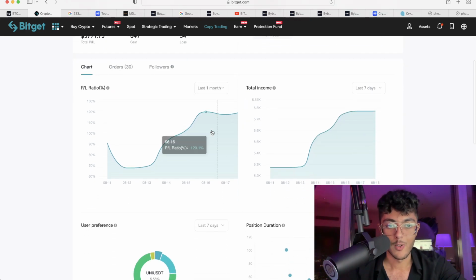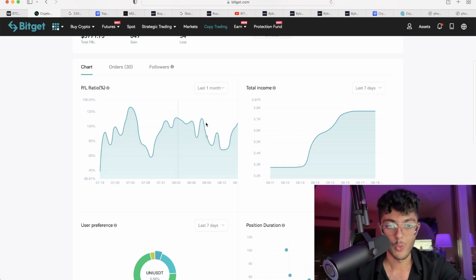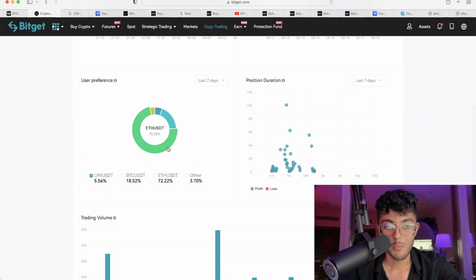And we can also take a look at the profit loss ratio over time. Over a month, we can see how this has fluctuated, going from plus 91% down to 74, up to 126, down to 57, and how these recoveries have happened. We also got a split of where most of these trades are happening. So this user tends to prefer trading Ethereum. 72% of the trades happen here, or I should say 72% of the volume, I believe, happens here. And that is quite impressive.